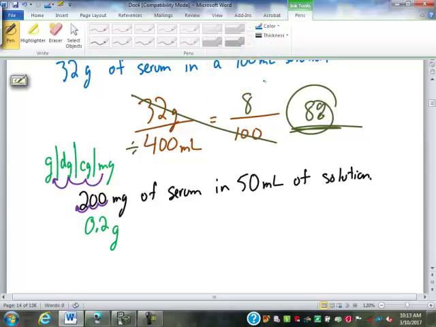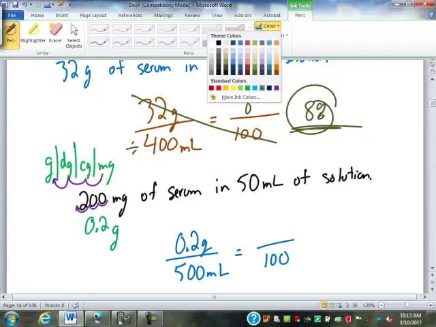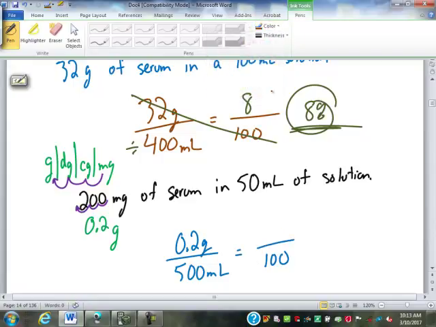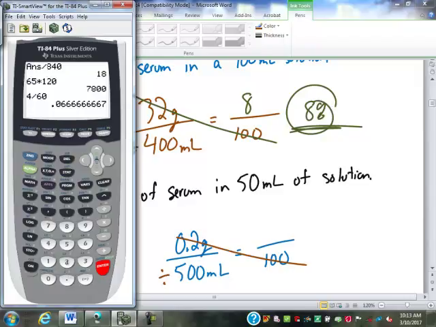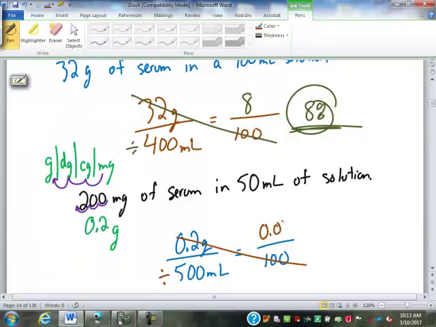And when you express it that way, that's 0.2 grams in 50 milliliters. Blank over 100 for our percent. We cross multiply and divide. 0.2 times 100 divided by 50, or by 500, is only 0.04%. So that is a pretty small percent.